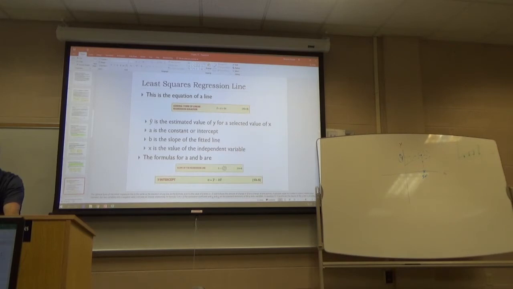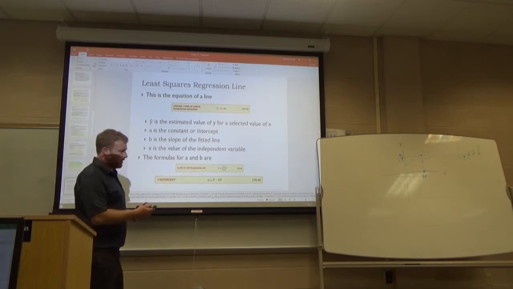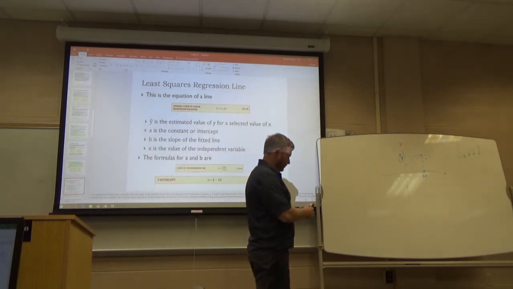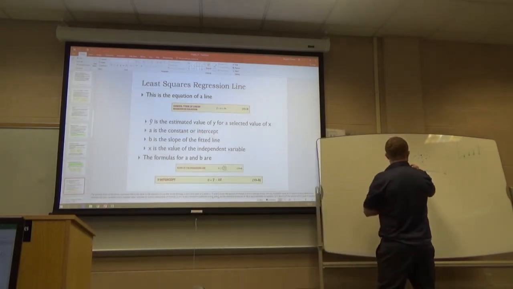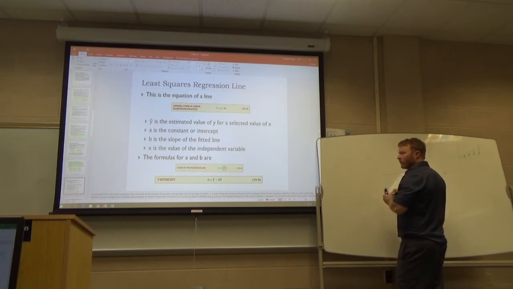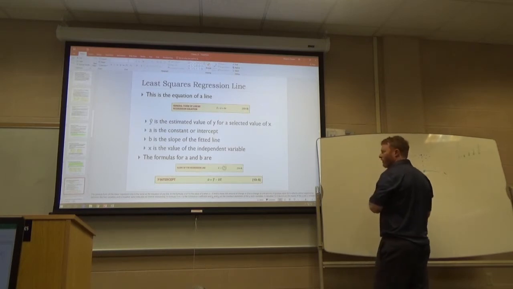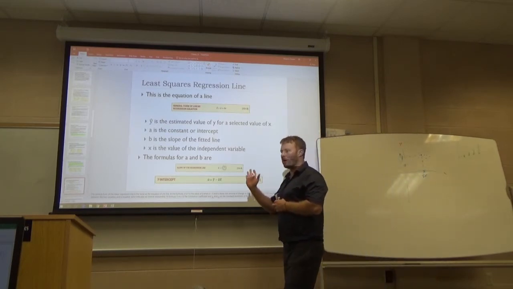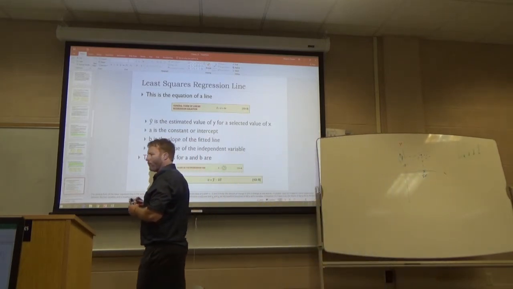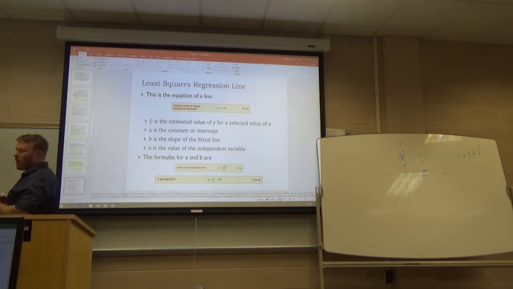So A is the what? The constant or the intercept. What is the intercept? Who remembers? That's the intercept, isn't it? See that? Where it hits the y right there? That's your intercept, isn't it? So that's really your starting point for your graph, huh? For your line. B is the slope of the fitted line.